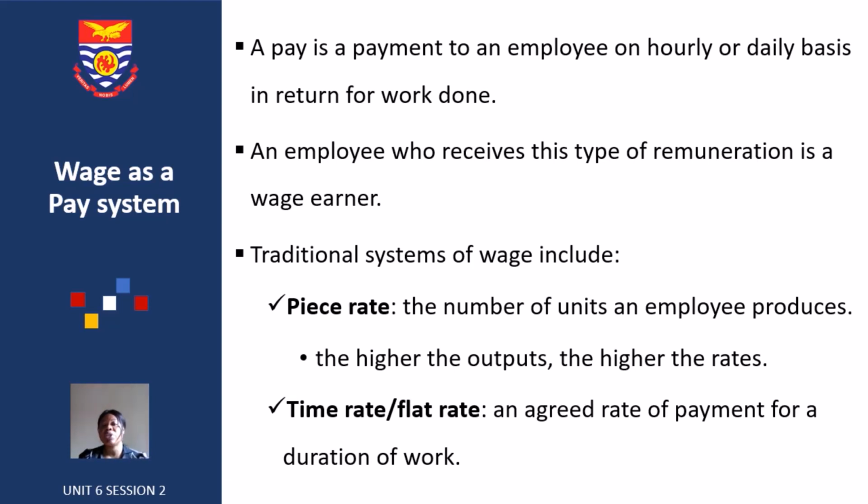Traditional systems of wage include the piece rate and the time rate. The piece rate is when employees are paid based on the number of units they produce. So based on your productivity, based on your output, you are paid a particular remuneration. The higher the output, the higher the rate you are paid. So the more you produce, the more you are paid. If you are producing less, you are going to receive less pay.